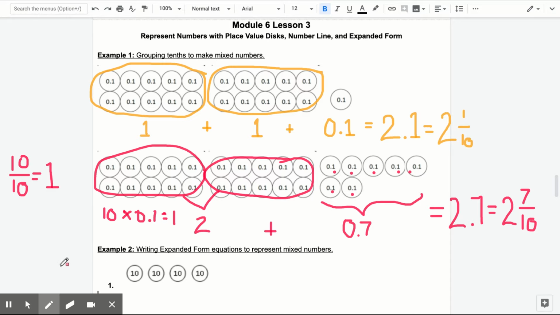So basically, we're creating a mixed number by grouping our small pieces into wholes. We did this with fractions a while back. The only difference now is we're seeing it in decimal form. All right, so let's move on to our second example.